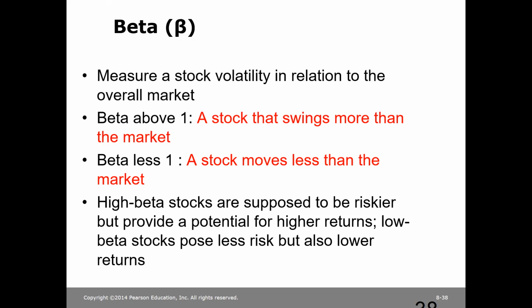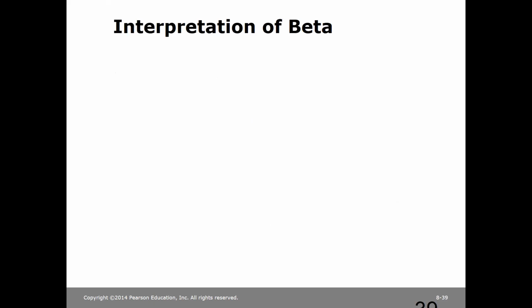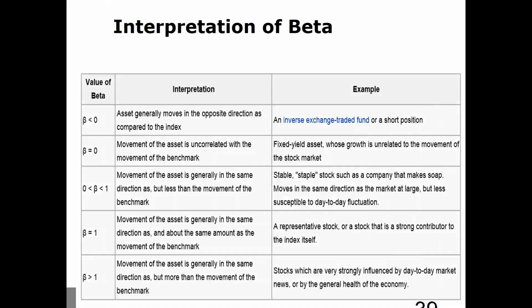And because of this higher sensitivity, high beta stocks are considered to be riskier, but at the same time, they have the potential for higher returns. Low beta stocks are considered less risky and are oftentimes called defensive stocks. In the table before you, you will see a matrix for the different interpretations of different values of beta. Let's go through them one by one.